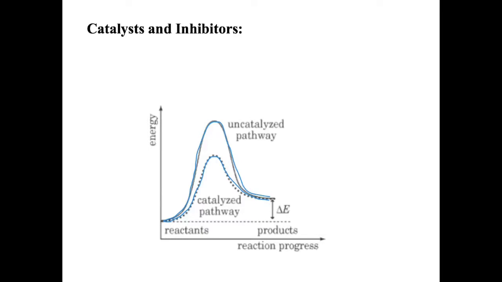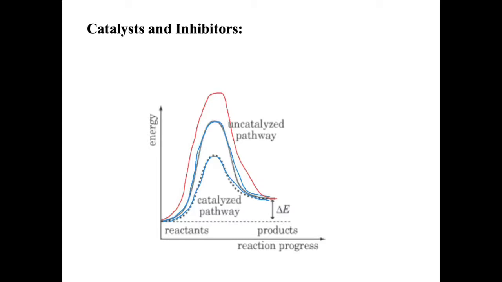Inhibitors are less common, and what they do is they increase the activation energy even further than what it normally would be. So they slow down the reaction by making it more difficult for the reaction to happen. Fewer reactants will have the energy to do that, so the reaction is going to slow down.